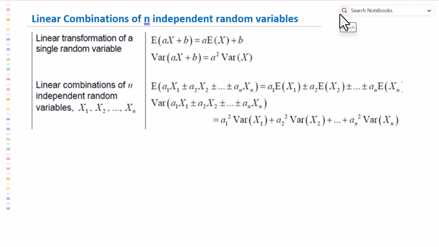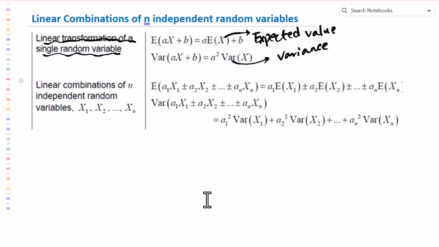This video is about linear combinations of n independent random variables. Let's look at the formula booklet. Linear transformation of a single random variable. We have E of aX plus b equals a times E of X plus b. E of X is the expected value. Variance of aX plus b equals a squared times variance of X.